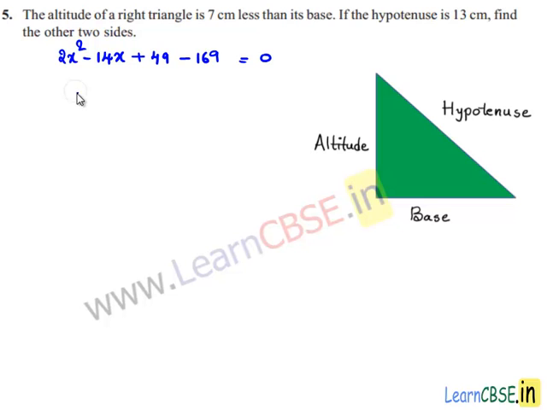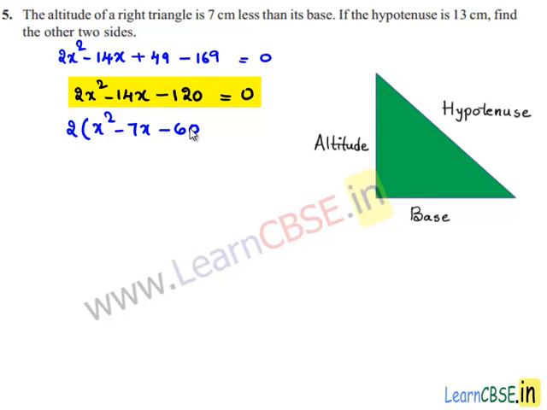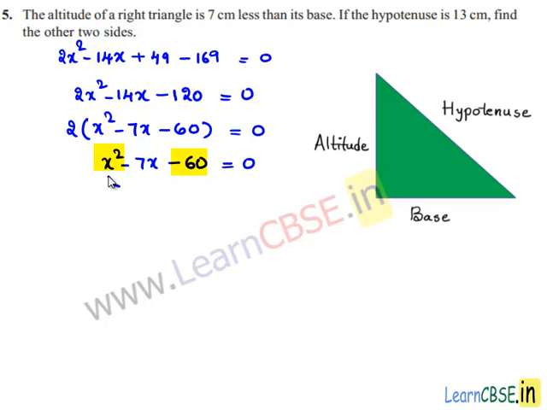Now 2x² − 14x + 49 and −169 gives −120, and this is equal to 0. So 2 can be taken common: x² − 7x − 60 is equal to 0. So the equation becomes x² − 7x − 60 = 0. The product of the first and last terms is −60x².